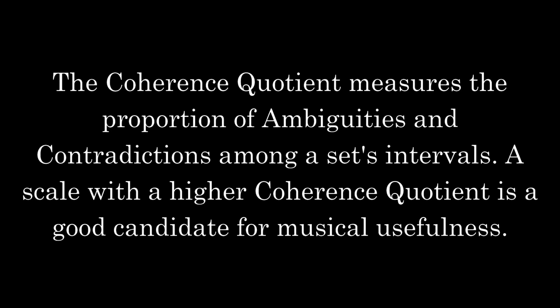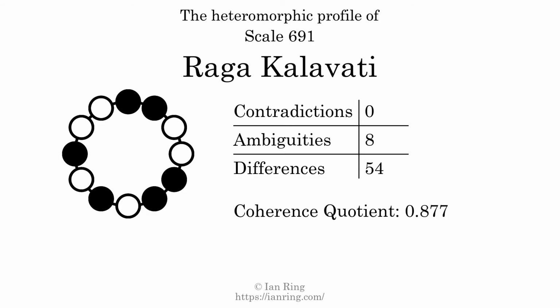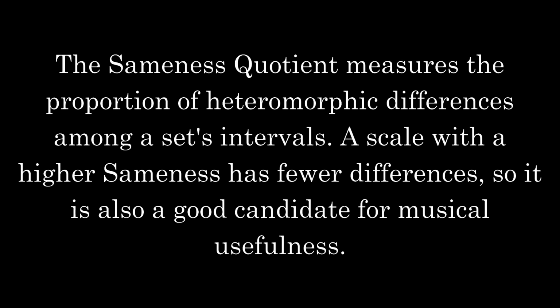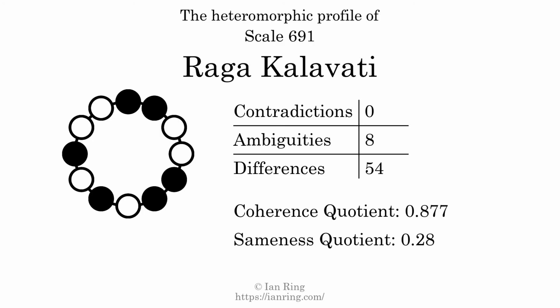The coherence quotient measures the proportion of ambiguities and contradictions among a set's intervals. A scale with a higher coherence quotient is a good candidate for musical usefulness. The coherence quotient is 0.877. The sameness quotient measures the proportion of heteromorphic differences among a set's intervals. A scale with a higher sameness has fewer differences, so it is also a good candidate for musical usefulness. The sameness quotient is 0.28.